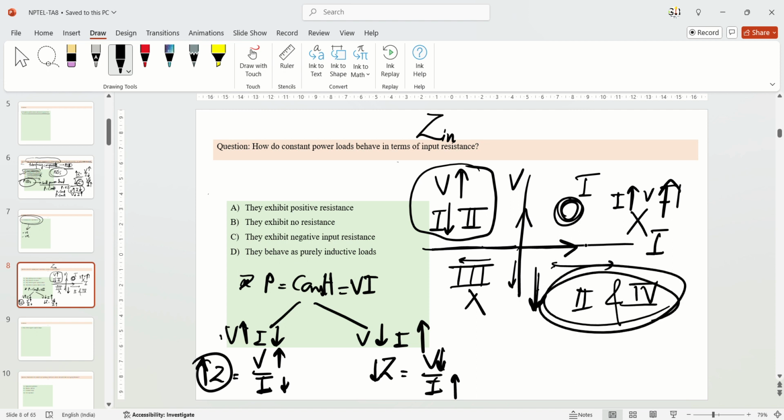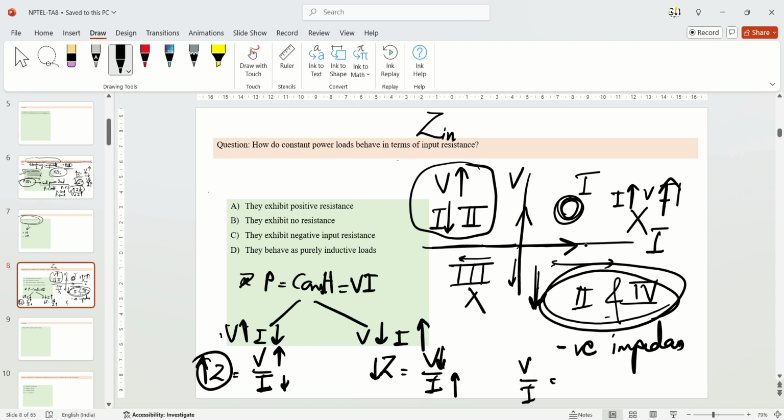But what happens in both of these quadrants is a negative impedance, because the V by I ratio in both cases is negative. In one case, the current is negative; in the other, the voltage is negative. So what it will impact is that they exhibit negative input resistance.